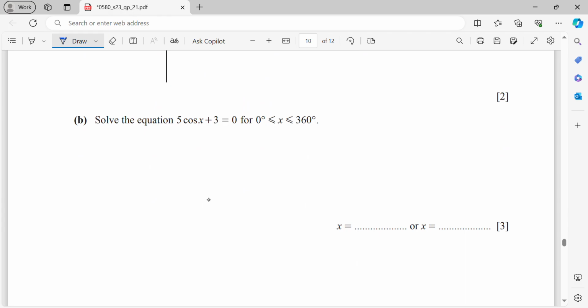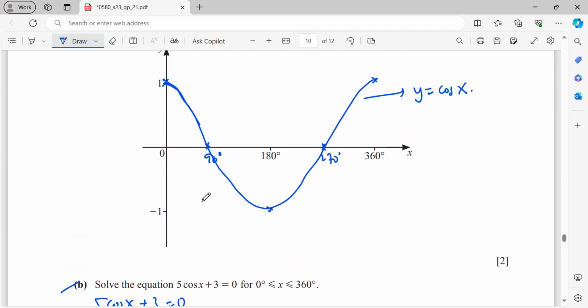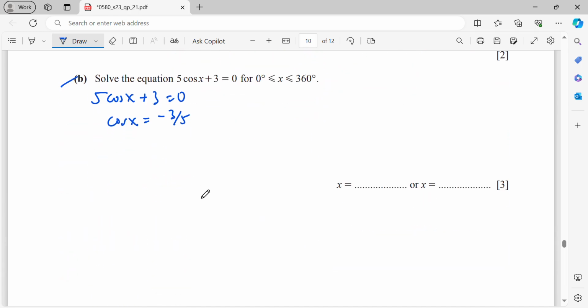Now part B, solve the equation 5 cos x plus 3 equals 0 when x is defined from 0 to 360 degrees. So 5 cos x plus 3 equals 0. Cos x equals negative 3 over 5. Now, when cos x equals negative 3 over 5, when you refer to the graph, it's between 90 and 270 degrees. Therefore, I will just draw the quadrant. The angle is in the second and third quadrant.